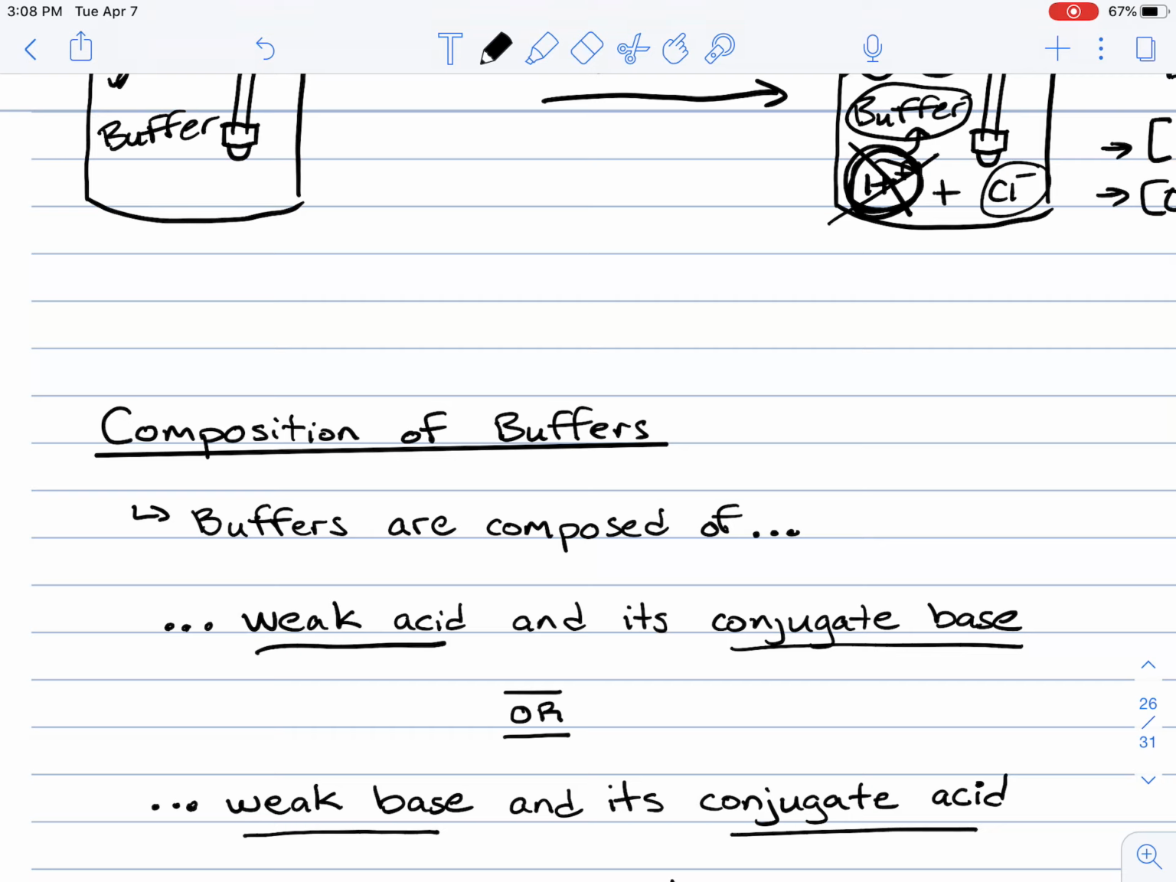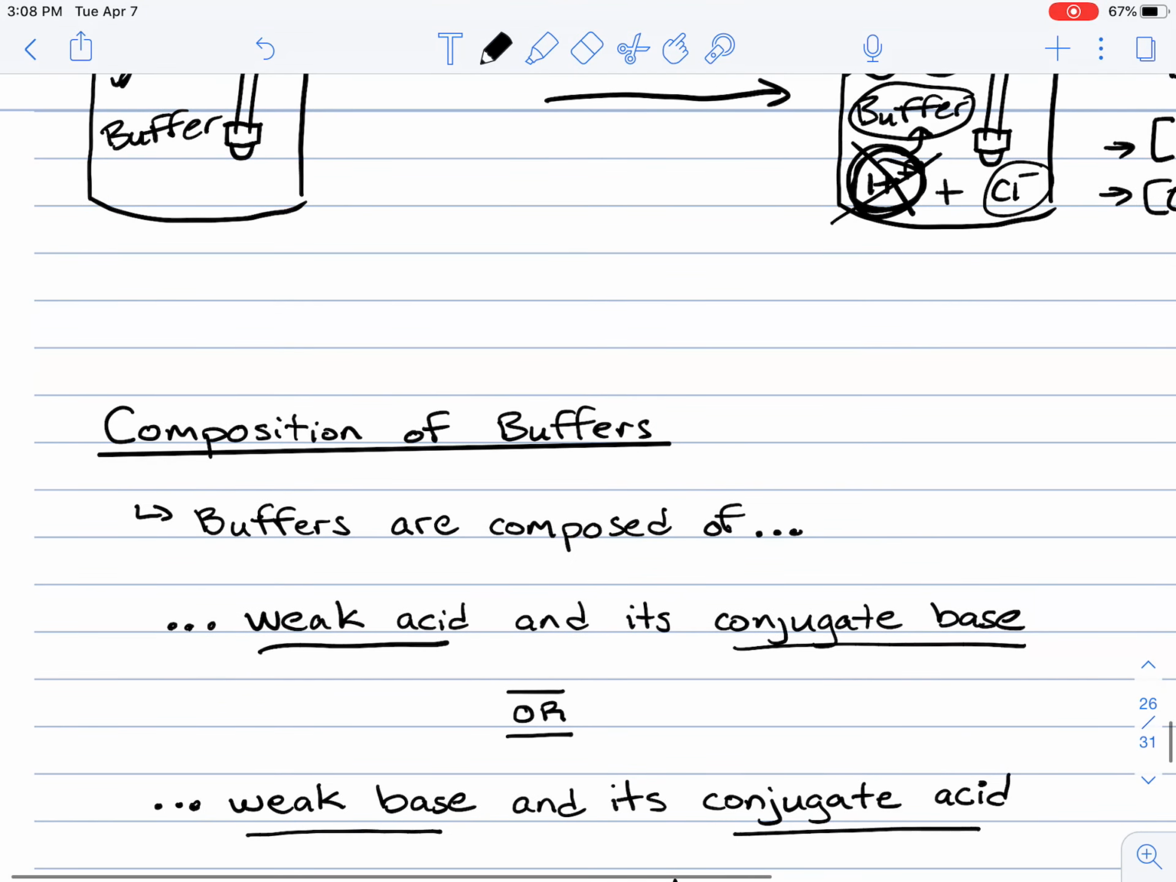And so we're going to take a look at a couple of examples, just to see an example of a weak acid and its conjugate base and a weak base and its conjugate acid. But the main important thing for us to take away is that the presence of a weak acid and its conjugate base, or a weak base and its conjugate acid, is the prerequisite for a solution being a buffer. If it is anything outside of a weak acid and its conjugate base, or a weak base and its direct conjugate acid, it probably will not act as a buffer.